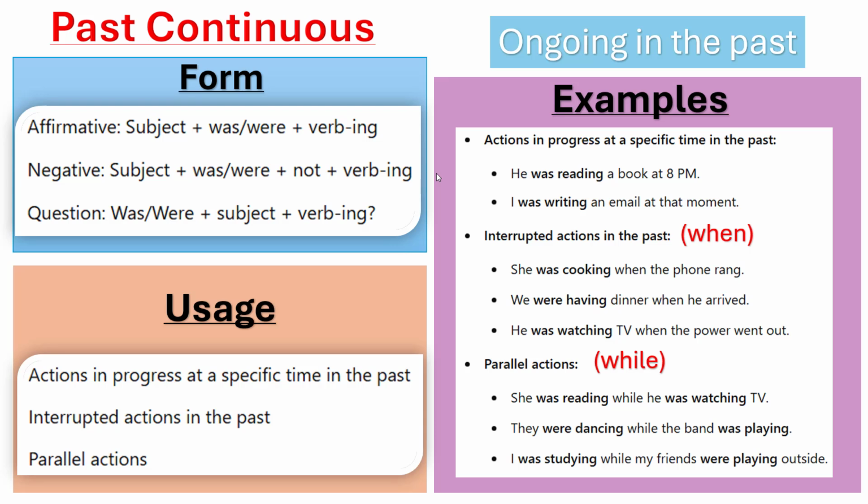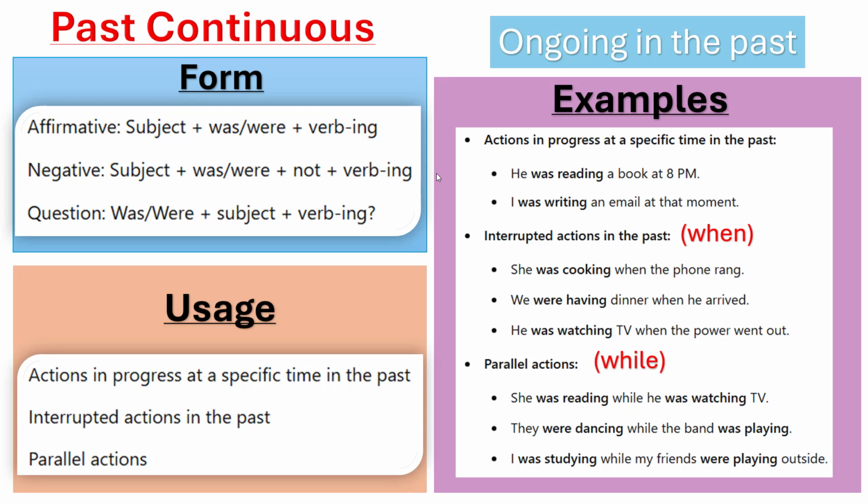In the negative form we have subject plus was/were plus not plus verb ing. So only we have added the not. And in the question form we just start with was/were, the auxiliary verb, plus subject plus verb and ing. This is the form of the past continuous.